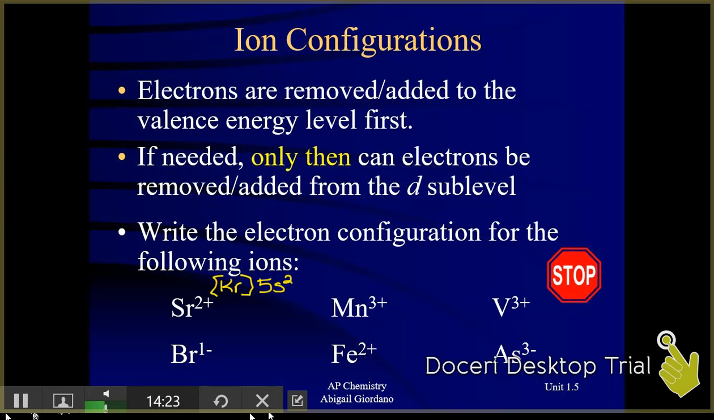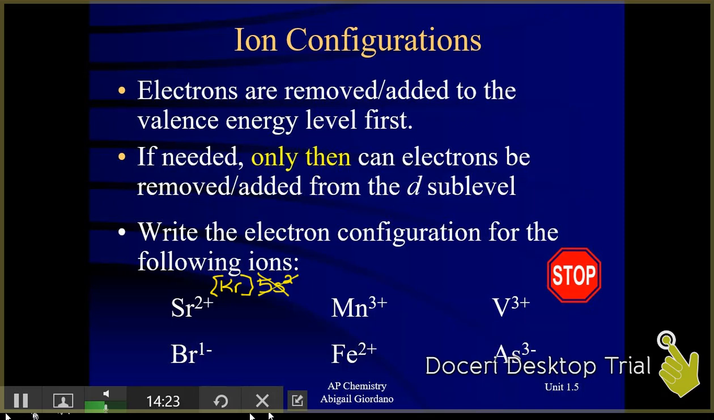Okay, fine. Well, what is the valence energy level? It's energy level 5, and there are only 2 in there. So guess what? Those are the 2 electrons that I'm going to remove. So what does that leave me with? It leaves me with just krypton.